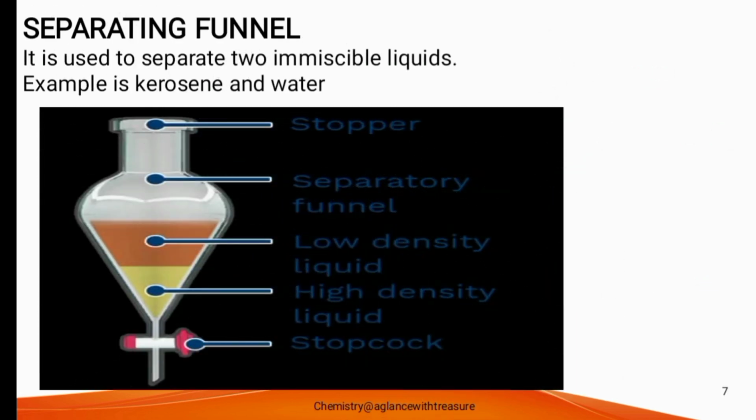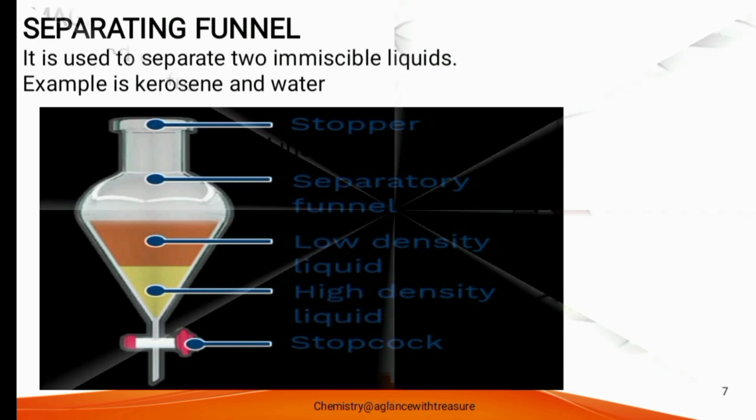The next is separating funnels. It is used to separate two immiscible liquids. Example is kerosene and water, and another perfect example at home is oil and water. Looking at the diagram, this is a separating funnel that has a stopper and a stopcock. This stopcock serves as a tap to prevent the liquid of lower density from entering that of higher density.